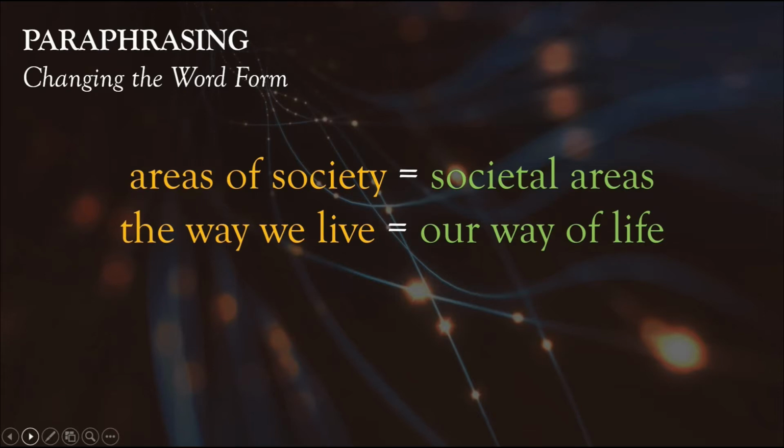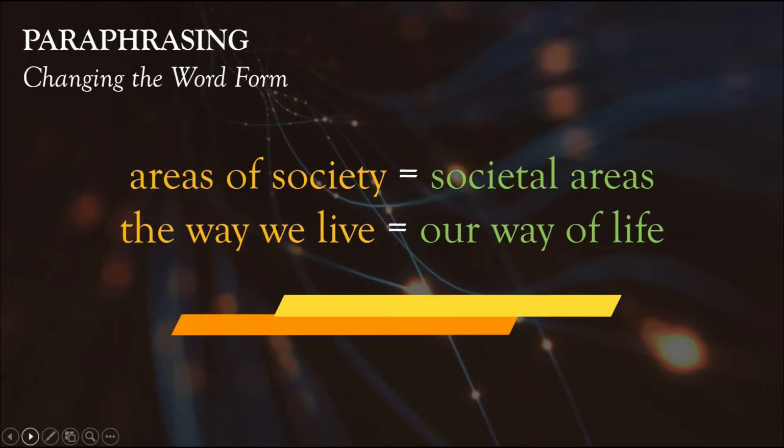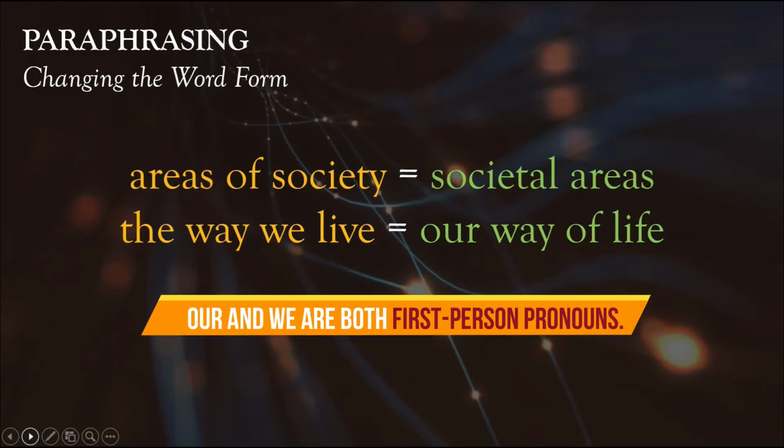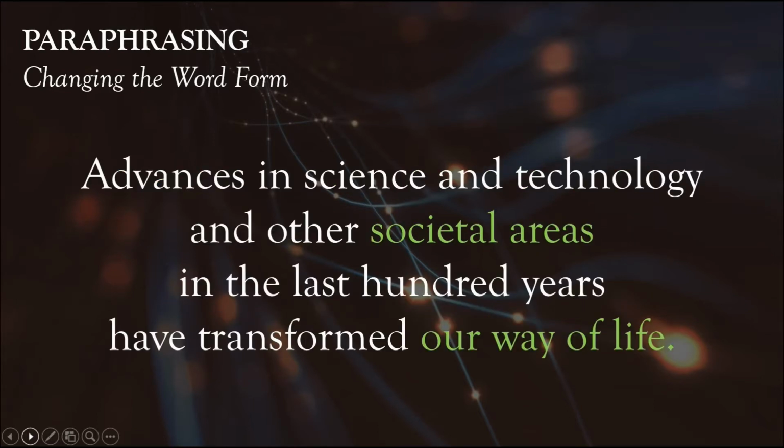So for areas of society, we've got societal areas, and for the way we live, we've got our way of life. We've used the pronoun our for our way of life because the pronoun used in the way we live is we, and our is the counterpart for that pronoun. Now we've changed both phrases. The sentence reads as: advances in science and technology and other societal areas in the last 100 years have transformed our way of life.